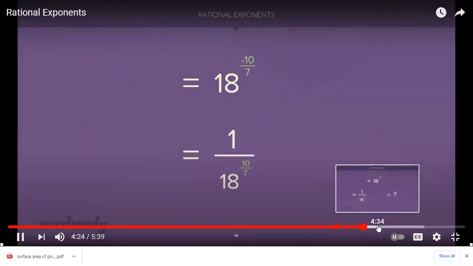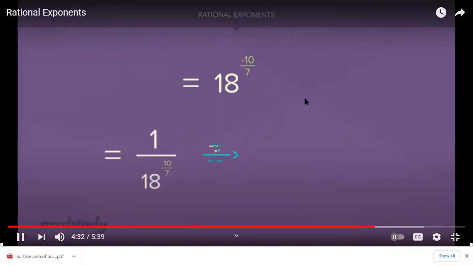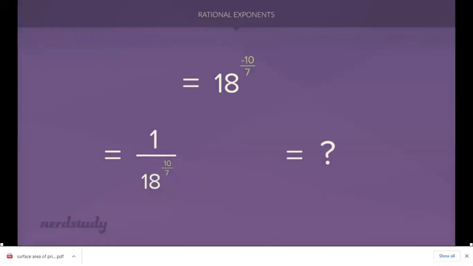Great. Now we're almost finished, but we did learn something today. We can put that 18 to the exponent 10 over 7 in a different form. Do we need to change it into a root? Maybe not. But if our teacher wants us to, then maybe we should.